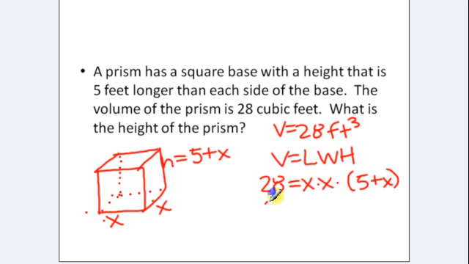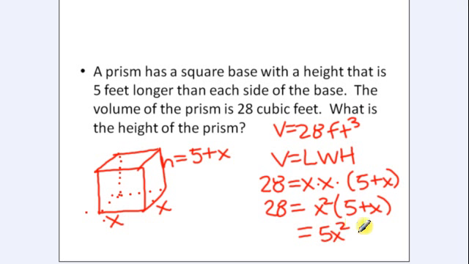So notice I'm going to have a polynomial here. x times x is x squared. I can distribute that to the 5 plus x. So I get 5x squared plus x cubed equals 28. Then I'm going to set it equal to 0. I'm also going to put it in standard form, so I'm going to put the x cubed first, then the 5x squared, and then the 28.